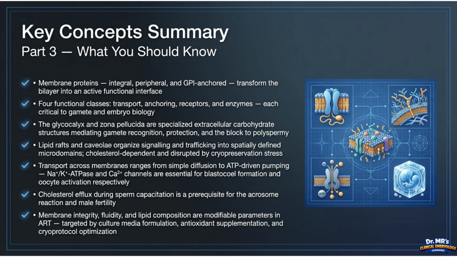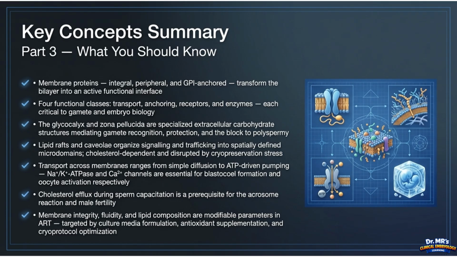The glycocalyx and zona pellucida are specialized extracellular carbohydrate structures that mediate gamete recognition, establish species specificity of fertilization, and contribute to the block to polyspermy through modification of zona pellucida glycoproteins after cortical granule exocytosis. Lipid rafts and caveolae organize signaling and trafficking into spatially defined microdomains. Their cholesterol dependence is a key vulnerability. Cholesterol depletion disperses raft-associated signaling platforms and flattens caveolae, with direct consequences for capacitation, acrosome reaction readiness, and cryopreservation survival.